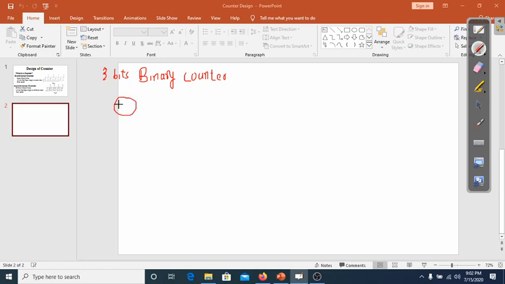Suppose initial state is 000, and the next state would be when it will count. So the counter works on the clock pulses. As the next clock pulse will come, it will change the state from 000 to 001. So it is the next state. Present state is 000. Now the present state is 001. The next state would be 010.